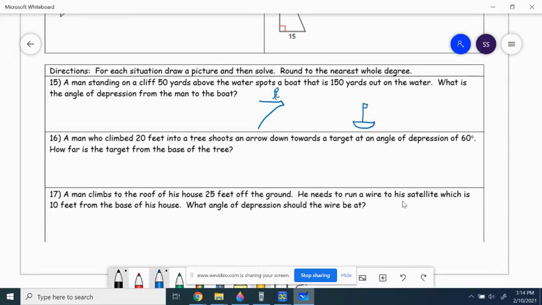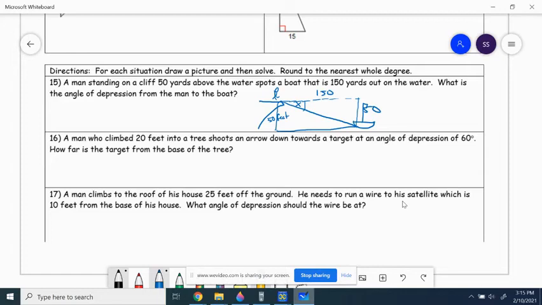Let's see, what do we know? The man is standing on a cliff 50 feet, so this here is 50 feet. And he spots the boat that is 150 yards out. What is the angle of depression? Remember, the angle of depression is created by this horizontal. So we are looking for this angle here, but these measurements should be the same. So this should be 150 and this should be 50. Go ahead, label your sides in terms of this angle and solve.